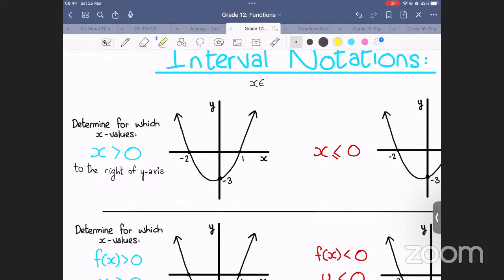Now, if I had to identify which part of this graph is to the right of the y-axis, sorry if I'm saying left of the y-axis, I mean right of the y-axis. If I have to identify the part of the graph that's to the right of the y-axis, I would have to highlight this part here. Now, tell me, what is the most left x value of this highlighted region?